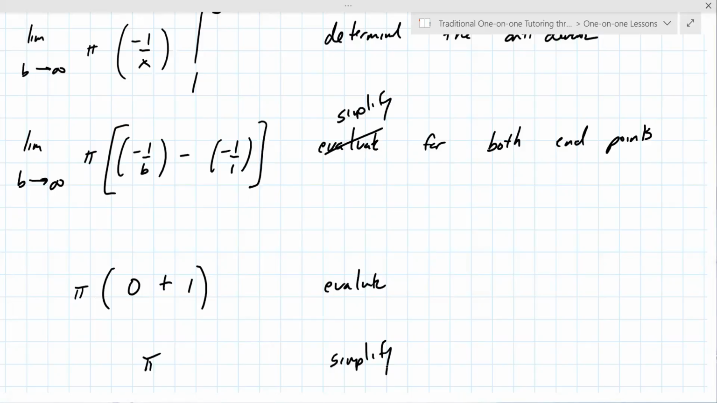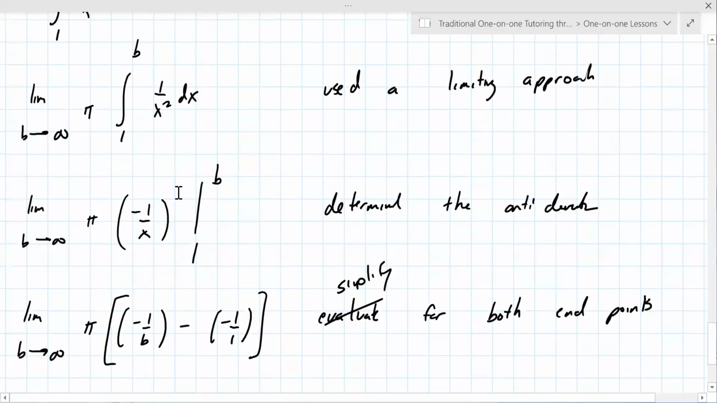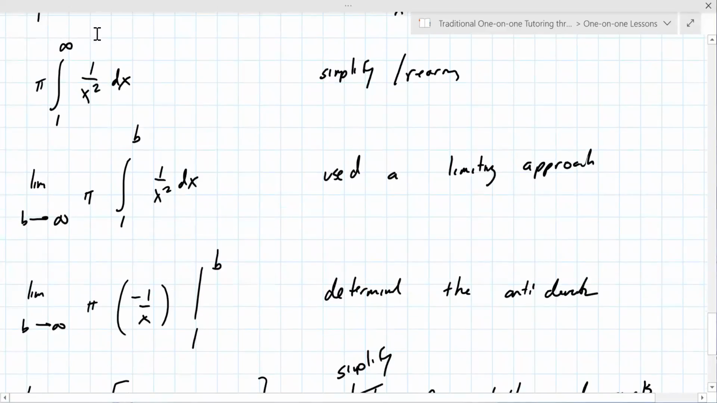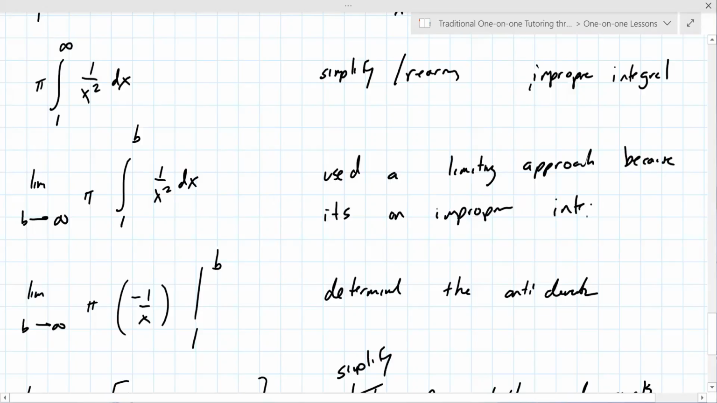Now, why did you need to take a limit of it? You're not allowed in proper form to just put infinity in because it's an improper integral, I guess is probably the right wording. Use the limiting approach because it's an improper integral. Is it an improper integral just because it goes to infinity? Yes. Okay, that makes sense.